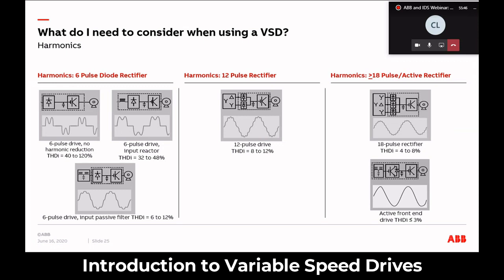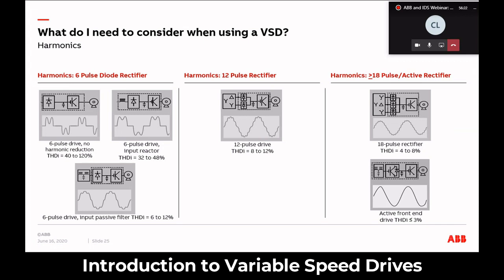If we improve upon that and add an input reactor, which comes as standard with the ABB drives, and I think it's typically a 3% input reactor, you'll get a total harmonic distortion in terms of current anywhere from 32 to 48%. So with our drives with a standard input choke, you're looking at about 40% total harmonic content.